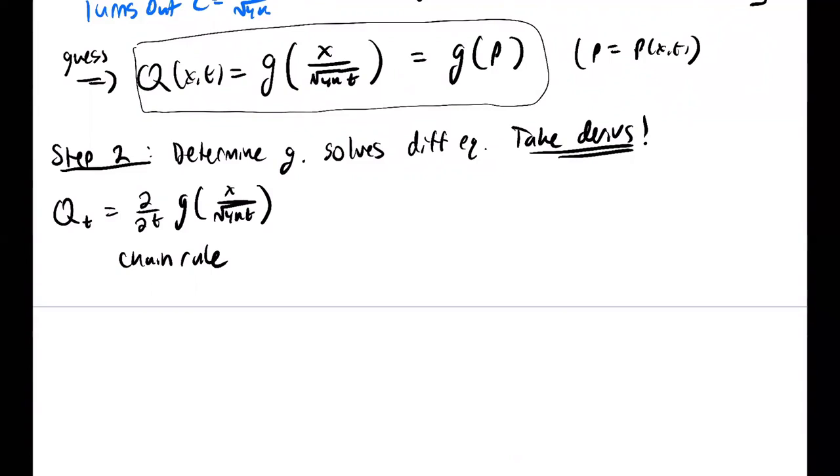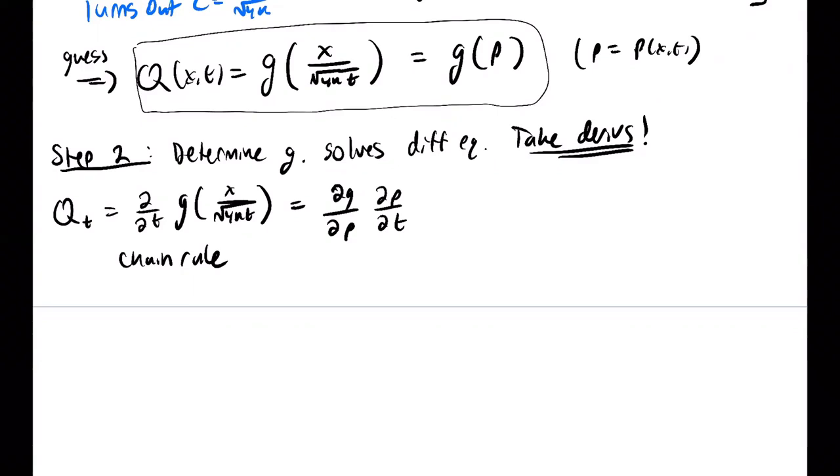Hopefully in the first homework assignment, you got a lot of practice using the chain rule, and now the multivariable chain rule is once again second nature. And so what is this going to equal? Well, this is the derivative of g with respect to p, where I'm viewing p as its own variable, and then times the derivative of p with respect to t, right? Because p is a function of t.